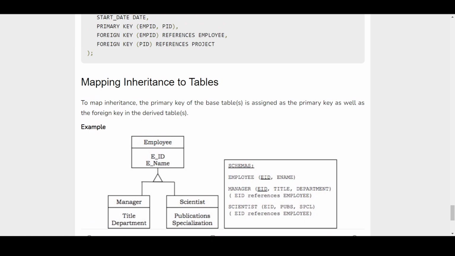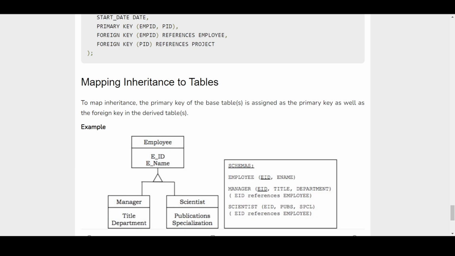So the primary key of the base table or tables is assigned as the primary key as well as the foreign key in the derived tables. Now see the base table here is Employee, which will have the fields employee ID and employee name. Under it are two derived tables, one called Manager and another called Scientist. Under Manager, we'll have the title as well as the department. Under Scientist, we'll have publications and specialization. The employee table is used for both tables, Manager as well as Scientist.